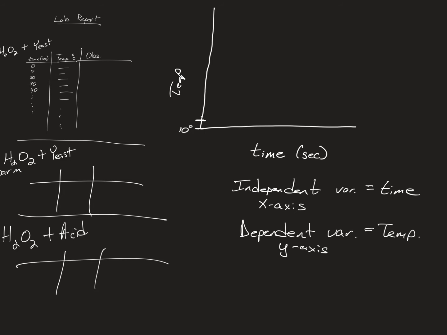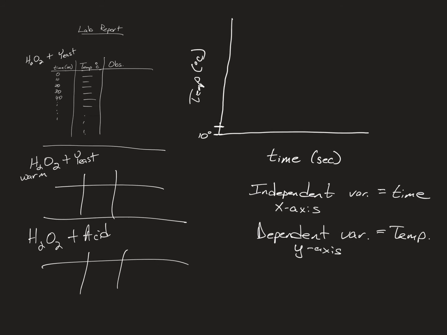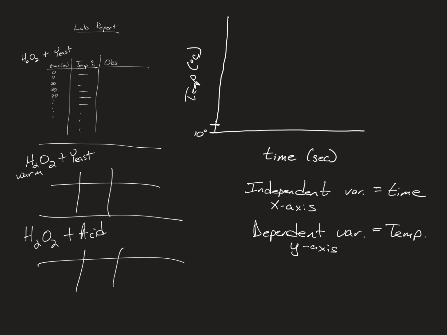So, temperature in degrees Celsius. Always put units. All right, always put units. So I'll be looking for that. Did you put units? Did you put the time on the x-axis? Did you put the temperature on the y? And then start plotting your points.